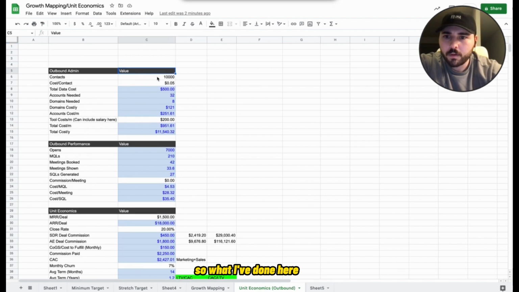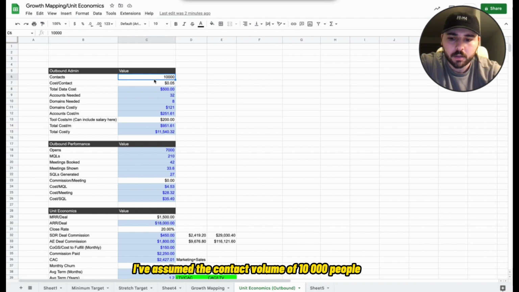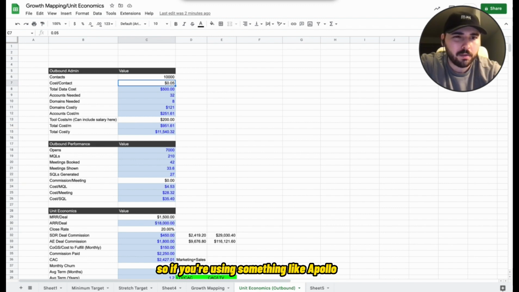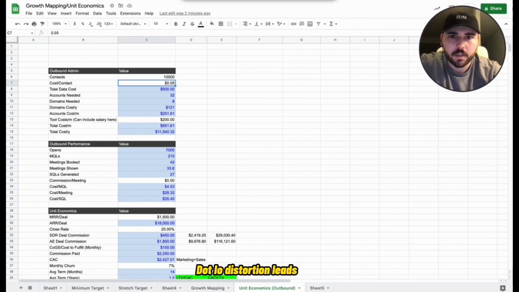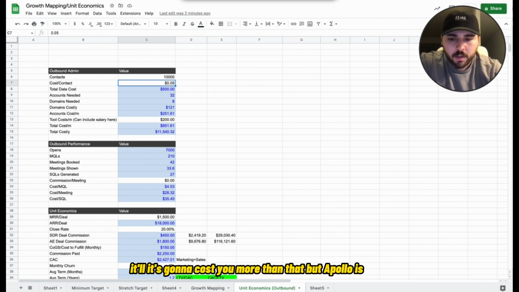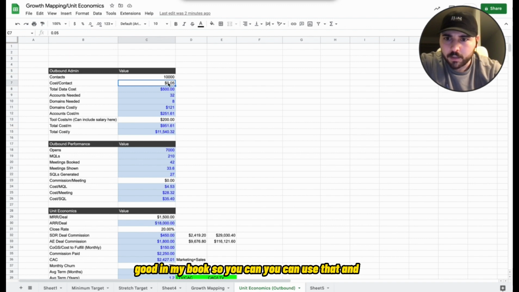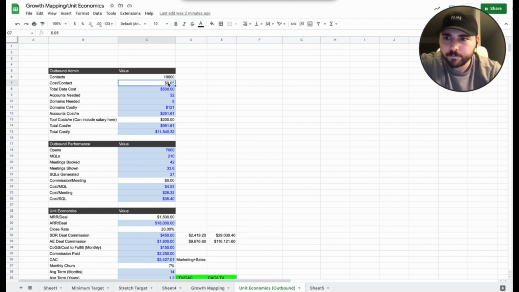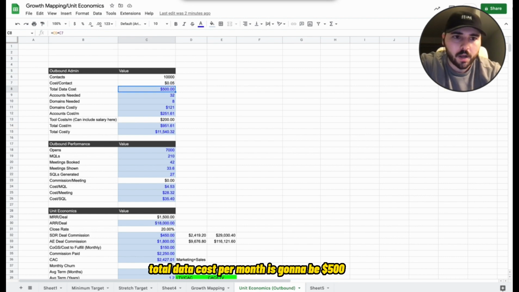So what I've done here, I've assumed a contact volume of 10,000 people. So that's 10,000 leads and a cost per contact of 5 cents. If you're using something like Apollo.io to source your leads, you can get them for about 4 or 5 cents. If you're using something like ZoomInfo or one of the more, frankly, expensive tools, it's going to cost you more than that. But Apollo is good in my books, so you can use that and have a low cost per contact, which means that your total data cost per month is going to be $500.